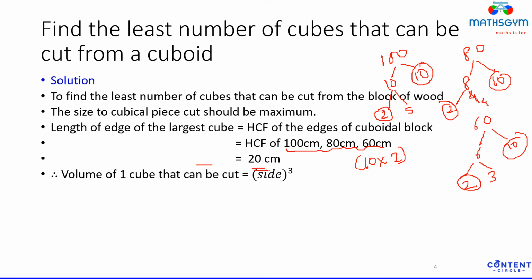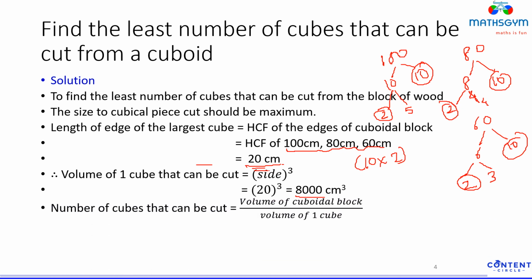The volume of one cube that can be cut will be equal to side cube. Because you have got the edge of the cube, it is easy for you to find the volume. That's side cube, which is 20 cube. So the volume of one cube which can be cut is 8,000 centimeter cube.